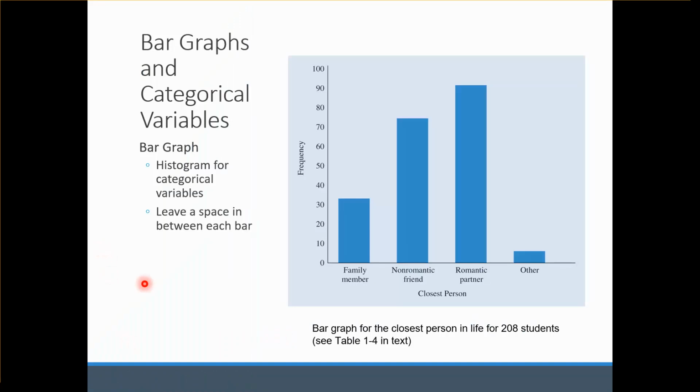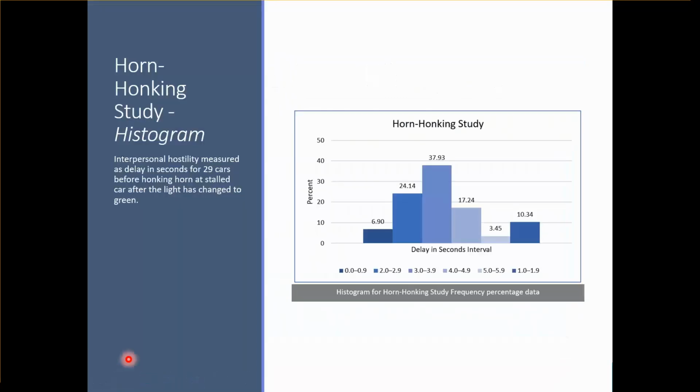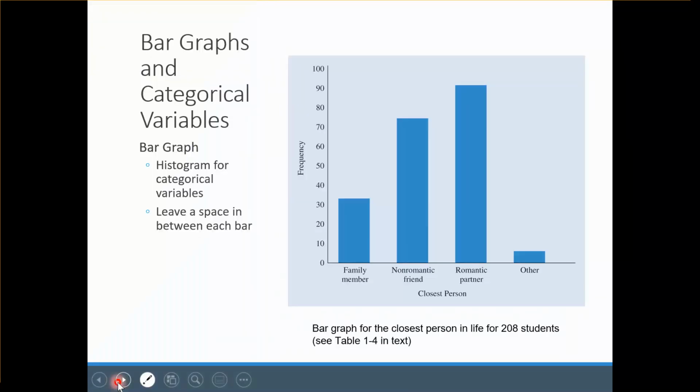Okay. Now, what if I wanted to do a bar graph with categorical variables? On those, we do not connect the bars. Notice how with the histograms, they are connected. See how these are connected? With a bar graph, they are not connected because these are not connected categories.